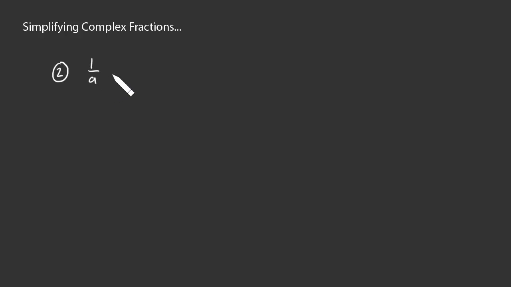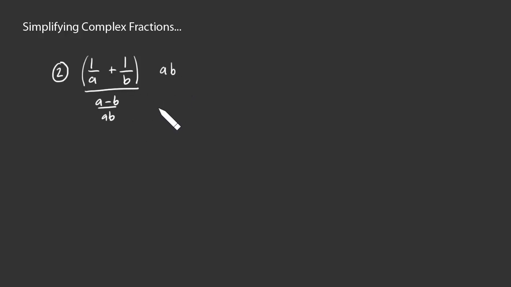1 over a plus 1 over b, all of that over a minus b over ab. So we got another complex fraction here. It'd be great if we didn't have these little denominators of a and b and ab. That's what's making it a complex fraction. Let's see, what could we multiply this whole numerator by to clear out these two denominators of a and b?